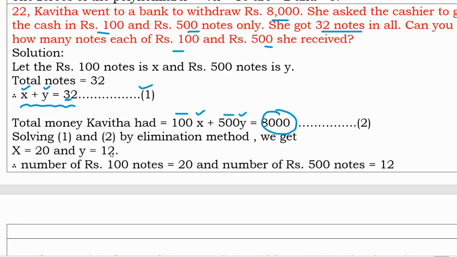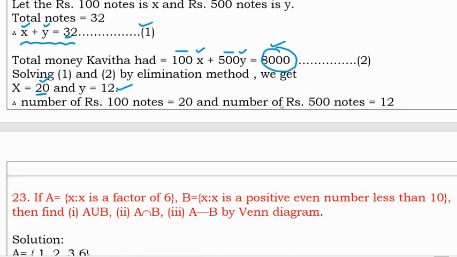We know the elimination method or substitution method. Using that method we get 100 rupees notes as 20 and 500 rupees notes as 12. So total notes is 32 and cash is 8,000.